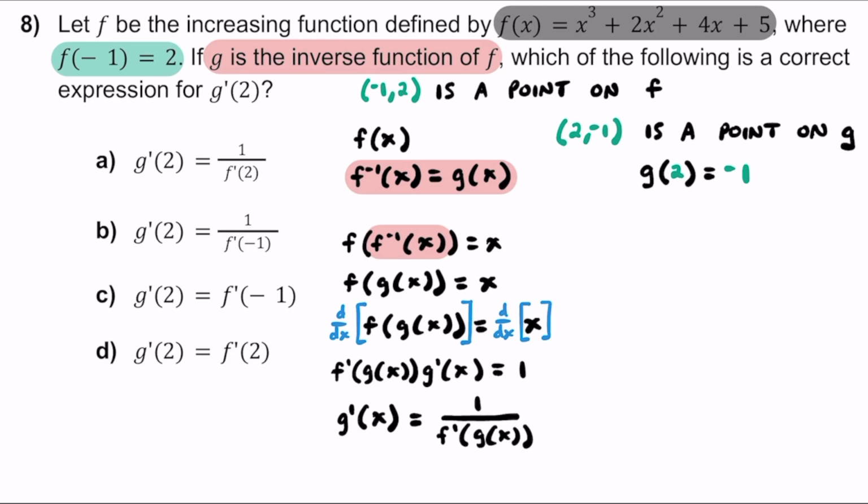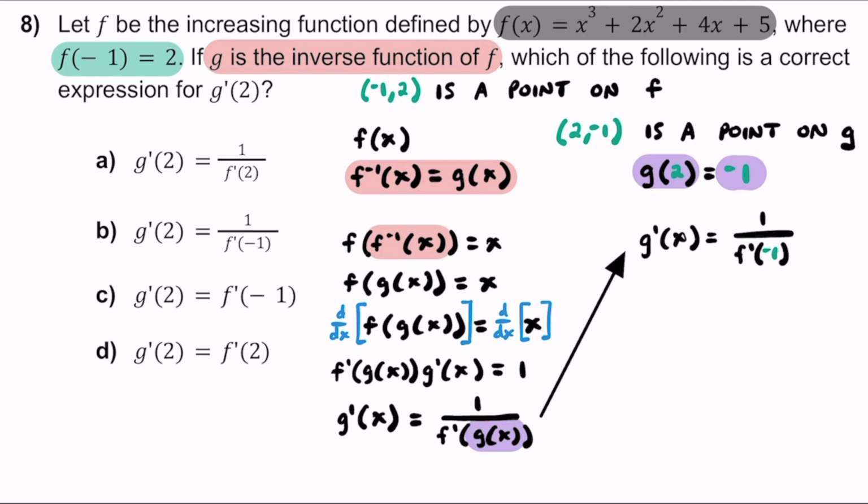And what else do we know? Well, we do know that g of 2 is equal to -1. So let's plug that in. If we make a substitution, we can say that g prime of x is going to be equal to 1 over f prime, and we're going to put in a -1 here, since g of 2 is equal to -1.